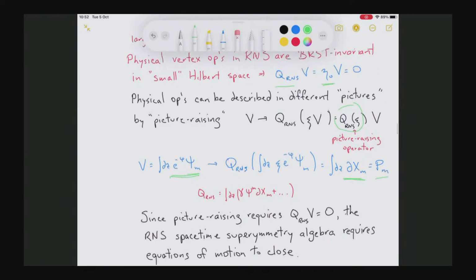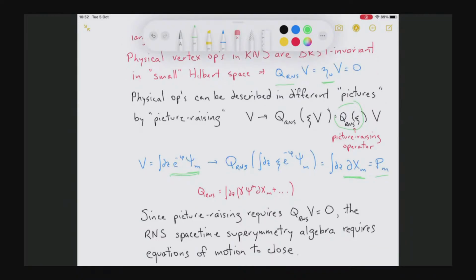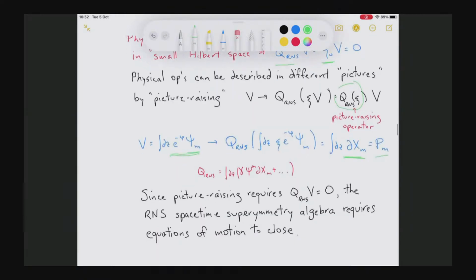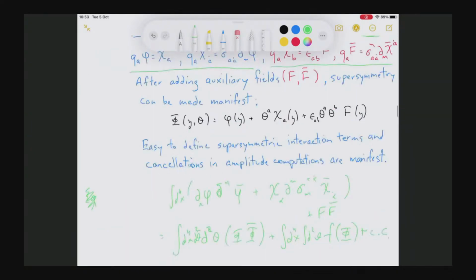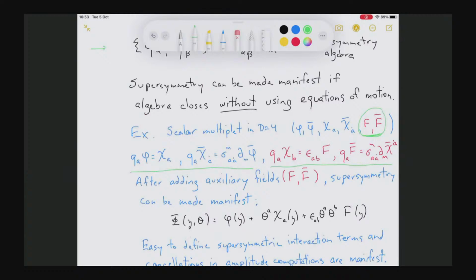Now, picture changing involves this BRST operator, so picture changing is only a well-defined operation if all the states are on shell. In other words, picture changing does not affect the scattering amplitude if all the states are on shell. That's equivalent to saying the supersymmetry algebra requires the equations of motion to close. So in that sense, we're in the same situation as we had here before adding these auxiliary variables.